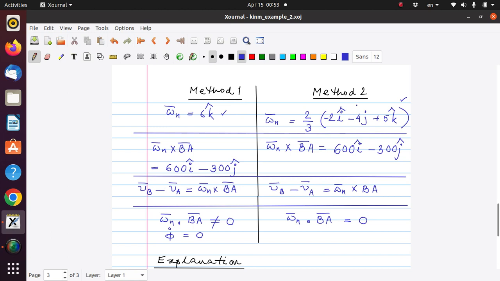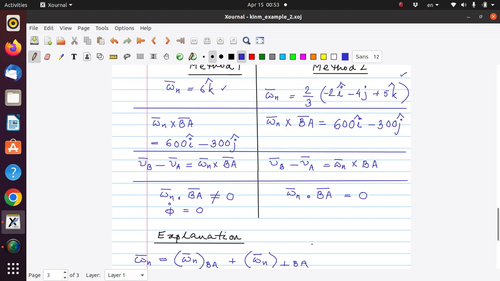Now why is this difference coming in these results? The reason is that in our case omega n is this, and if you take omega n dot BA, it will not be 0, and here omega n dot BA is 0. That means they have taken 0 component of omega along the axis of the link, but we have taken phi, the rotation about the axis, as 0.